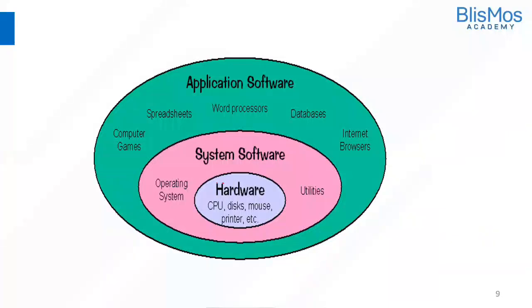So in the center, we do have hardware. We understood the different aspects of the hardware in a different video, like CPU, RAM, disk, input devices, output devices, and all those things. In order to handle the different aspects of the hardware, we do have a system software. Mostly it is an operating system and other utilities.